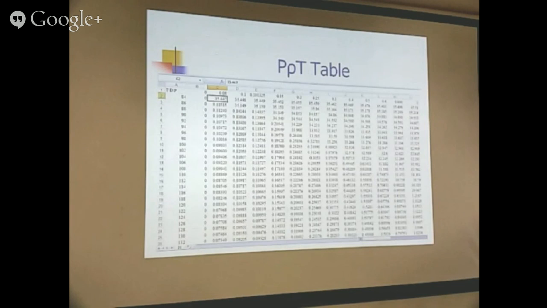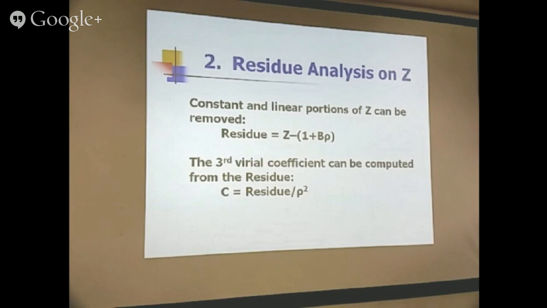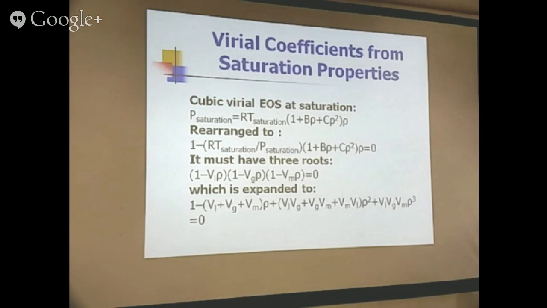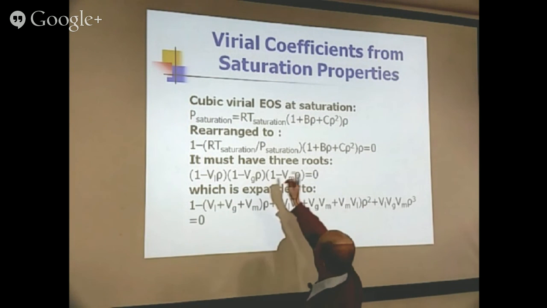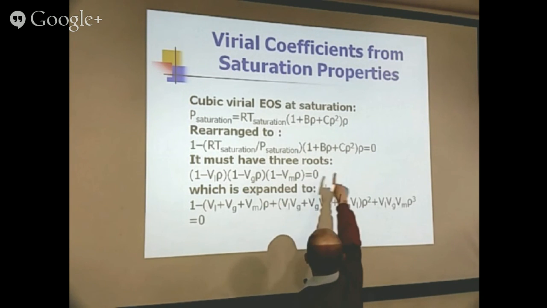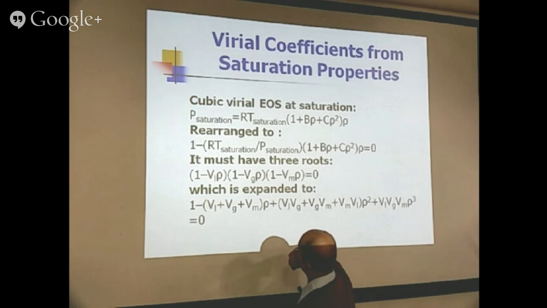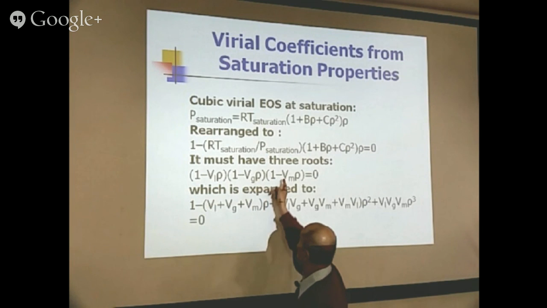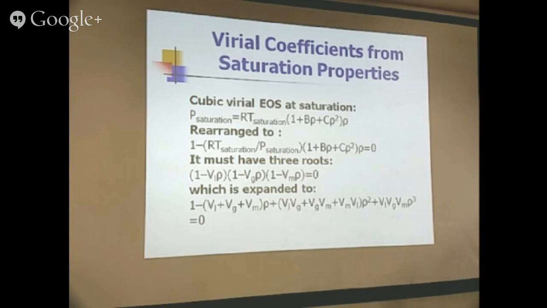Let me go back to here. This equation from the cubic Virial equation can be written that way. That's a 3rd order equation. If I have 3 roots, I can write this equation in this form, right? You can of course solve it mathematically, but I thought of a nice way.